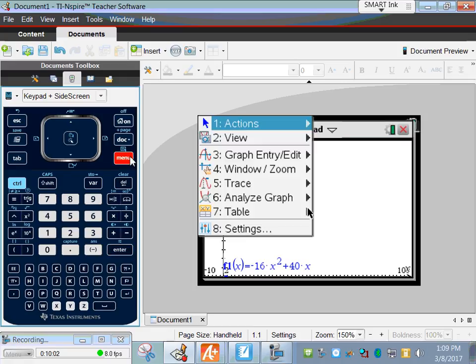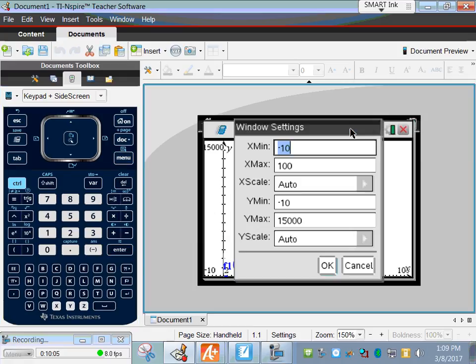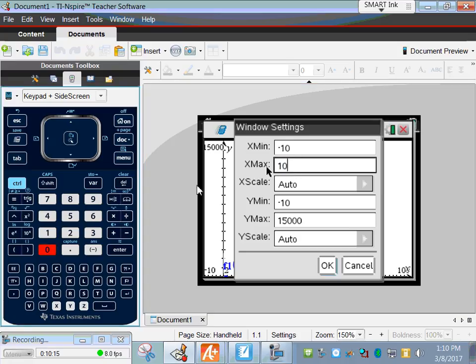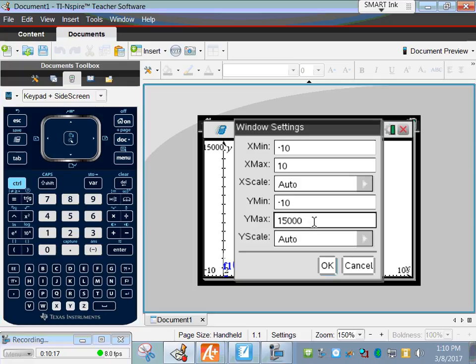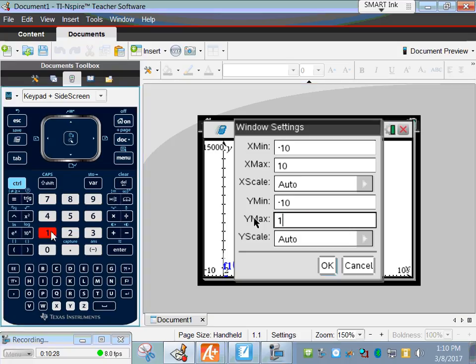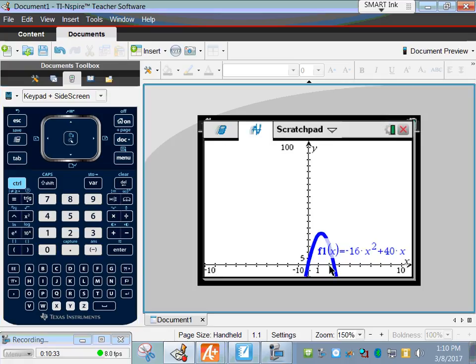Okay, so go to menu, go to window, and go to number one, window settings. How much time do you think a soccer ball is in the air for? 10 seconds? Okay, let's try 10 seconds. So I'm going negative 10 to positive 10. How high do you think a soccer ball could go? Like a normal kick, if you weren't trying to kick it up. 100? I don't know. Let's try 100. Okay. Press enter. So we went a little high because our parabola is kind of low on our graph. But that's fine. I'm going to leave it.